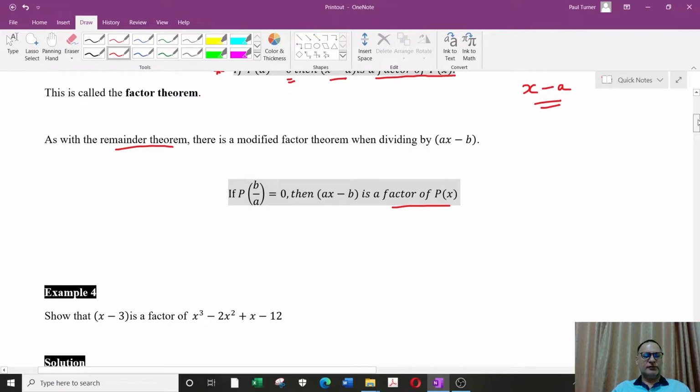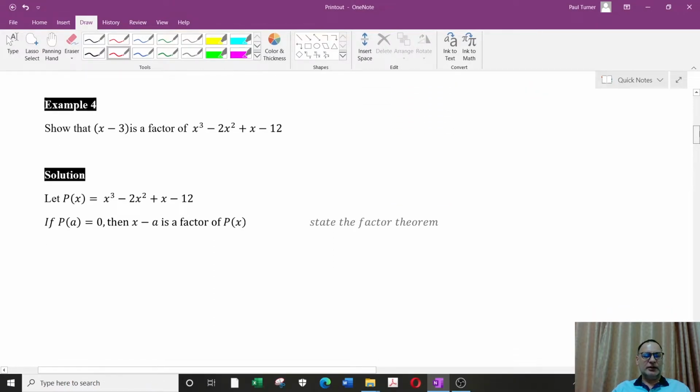Okay, so let's try some examples. That will make it clearer. Show that x minus 3 is a factor of x cubed minus 2x squared plus x minus 12. So look at our general form, x minus a. In this case, a will be equal to 3. So if x minus 3 is a factor, P(a) should be equal to 0. So we'll put P(3) into our polynomial and see if we get 0 or not.